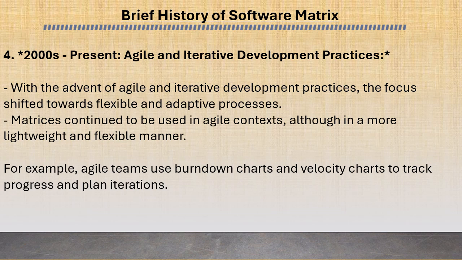So agile development is based on the Agile Manifesto, a set of values and principles that prioritize individuals and interactions, working software, customer collaboration, and responding to change over following a rigid plan. So the goal of agile development is to deliver high quality software that meets customer needs in a timely and cost effective manner.